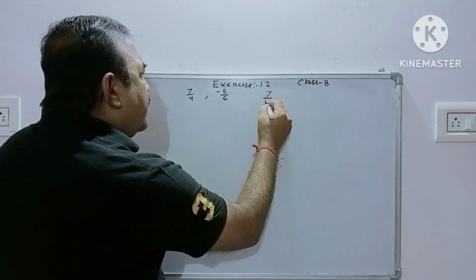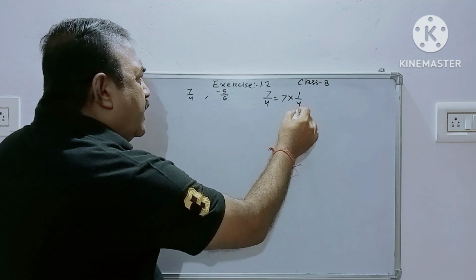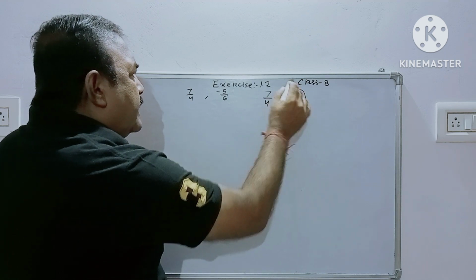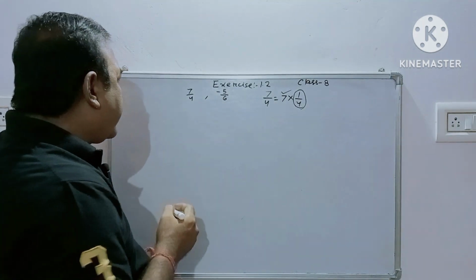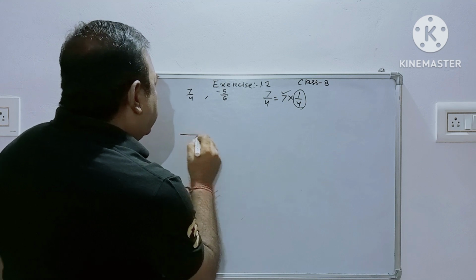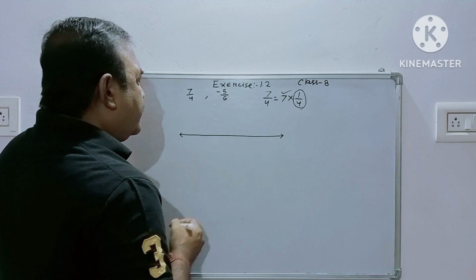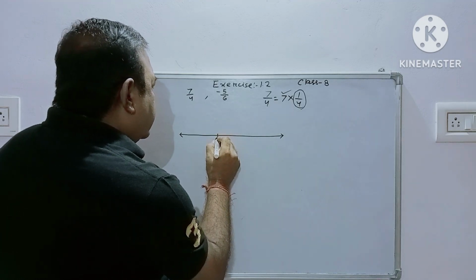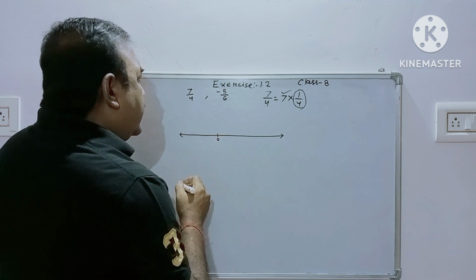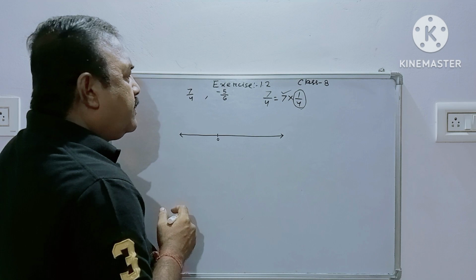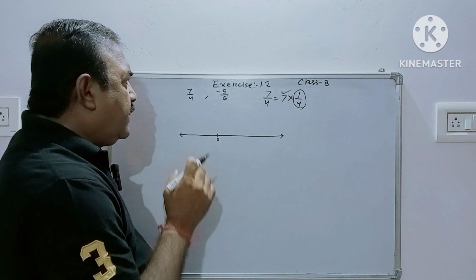So you see 7 upon 4, that is equal to 7 into 1 upon 4. So how many 1 upon 4? 7 times, 7 numbers of 1 upon 4. Okay, so with the help of the ruler, you just represent a line first. Suppose you give a mark and label it as 0. Then you take the unit distances. Already I have told you, you have to take a fixed distance of your ruler for the unit distances.